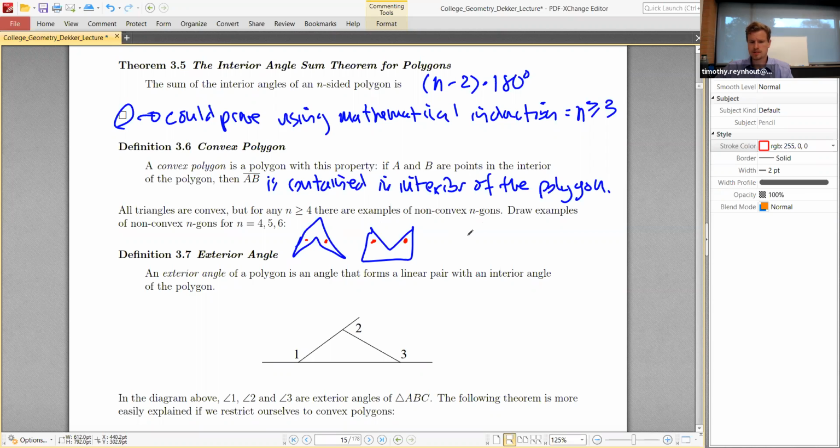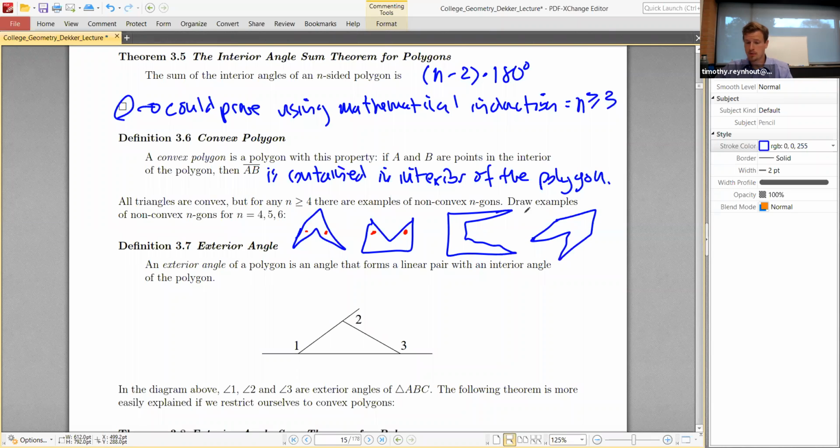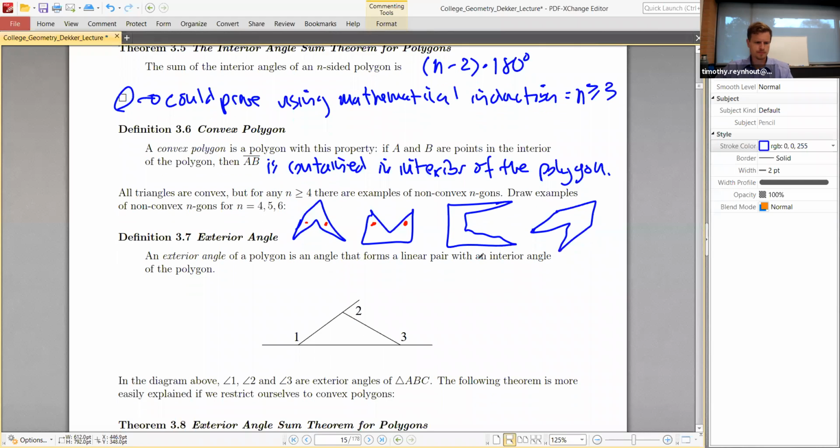And then, of course, there's lots of ways that we could do a 6-sided figure that is not convex. So we could do something like 1, 2, 3, 4, 5, 6. There we go. But we could also do something that looks like 1, 2, 3, 4, 5, 6. Okay, so lots of options there for a 6-sided figure. And as you get more and more sides, the more variation you can get in your non-convex examples.